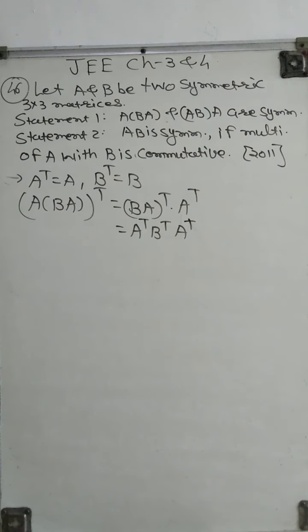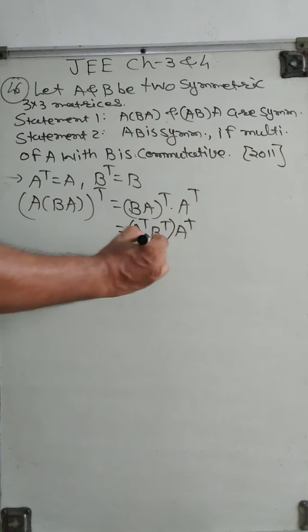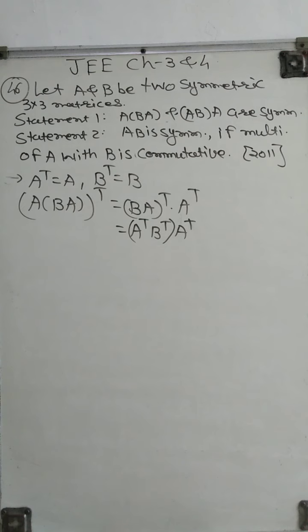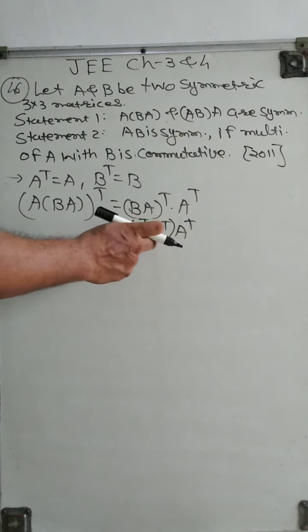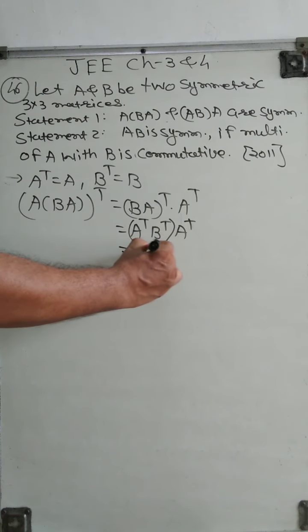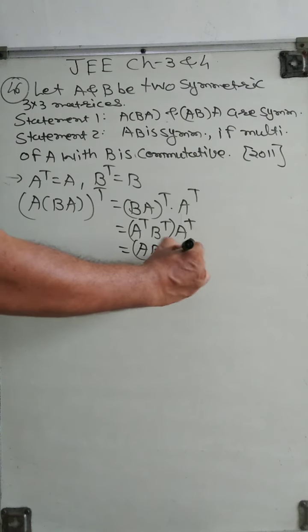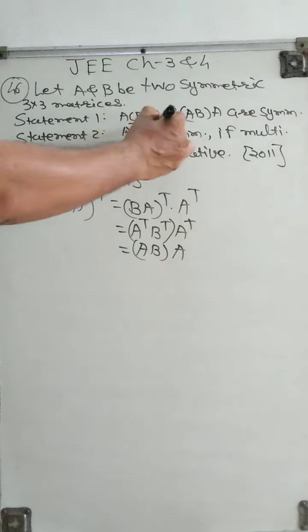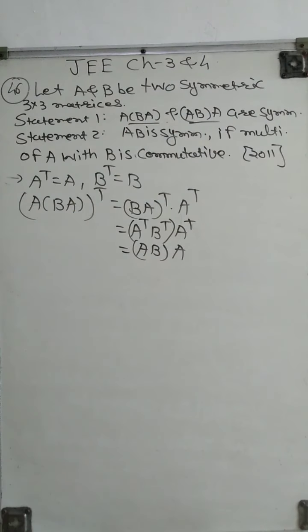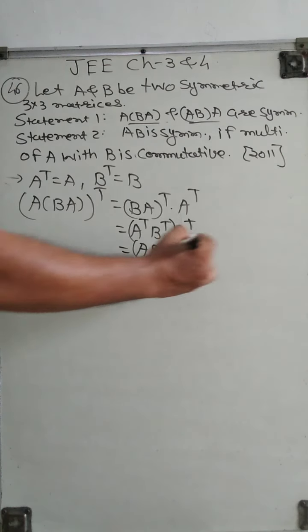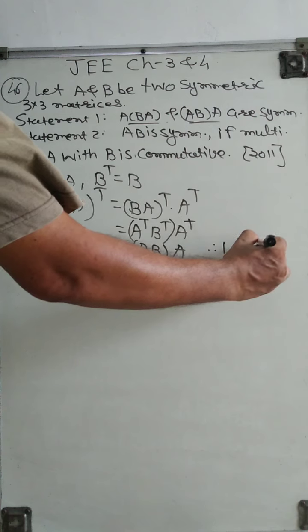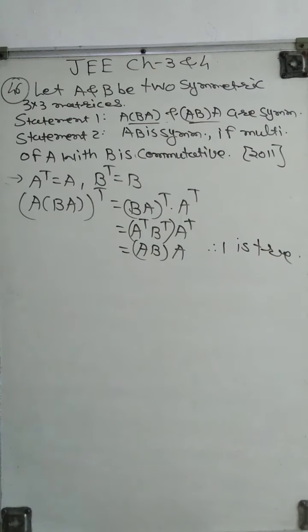Now here when we take A transpose, B transpose, and now we know that A transpose is A and B transpose is B, so we get ABA. So therefore this and this are equal. ABA is equal to ABA, right? Therefore statement 1 is true.